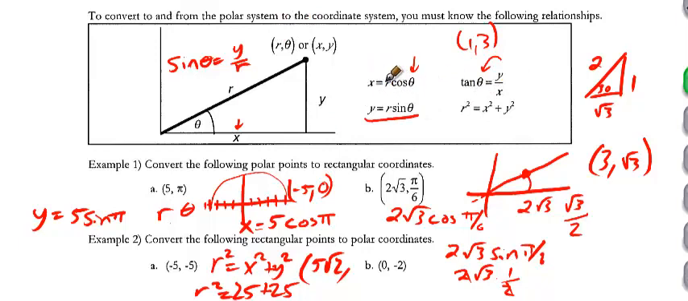Now that you have r, you could use either of these to find theta as well, but I think tangent of theta is the easiest. So tangent of theta equals, well, y over x. So our y is negative 5 over x, negative 5. And tangent is always 1 at all the odd multiples of pi over 4. So I can use arctangent of, well, tangent inverse of negative 1.